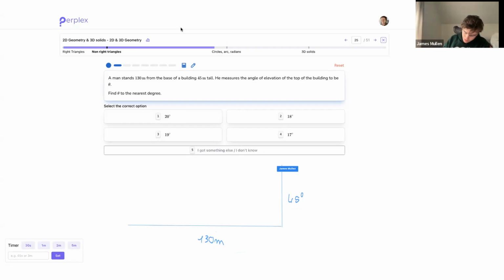Sorry, I'm going to draw that as a straight line because that was terrible. He measures the angle of elevation to be theta. And the question says, what is theta to the nearest degree? All right, well, I can't believe I wrote 45 degrees. 45 meters. All right, so I have this angle theta. I have the side opposite it, and I have the side that's adjacent to it. So I'm going to use my tangent. So tan of theta is equal to opposite over adjacent, so 45 over 130.